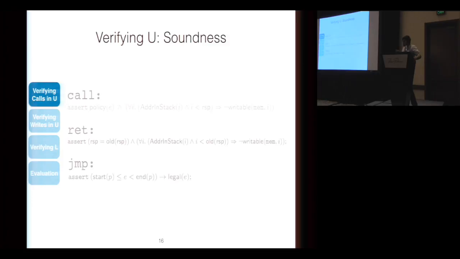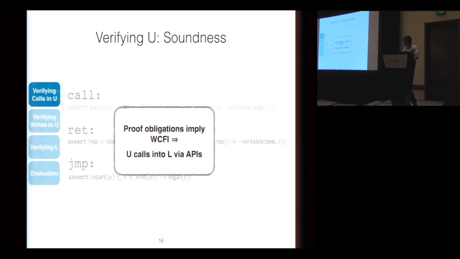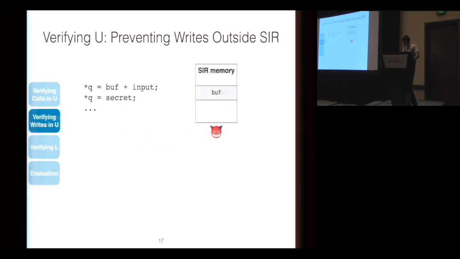We have similar proof obligations for a lot of other returns and indirect jumps and so on. We're not going to go over that today, but the guarantee that we get is that if all the proof obligations are discharged by the SMT solver, then we do get weak CFI. And we have a machine-checked proof of soundness for this. So we took care of our first property.